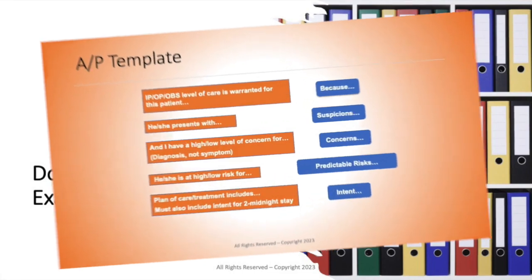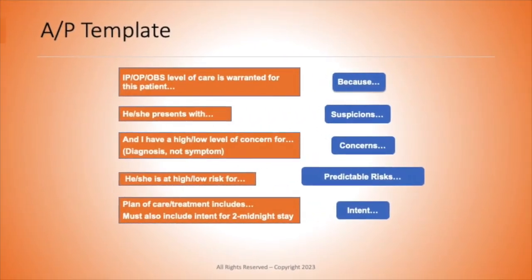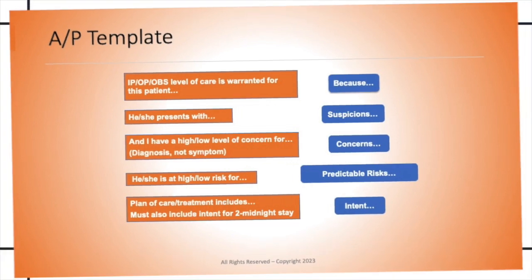And this actually can serve as a good template for you to use, and you may also want to use it in some way, shape, or form for each element of a problem list. So inpatient, outpatient observation level of care is warranted for this patient because he or she presents with, what are your suspicions? And I have a high or low level of concern for diagnoses, not symptoms. Next is he or she is at high or low risk for, and talk about those predictable risks. And lastly, what is your plan of care, treatment, and what does it include? And it must include intent for a 2-midnight stay in most situations.